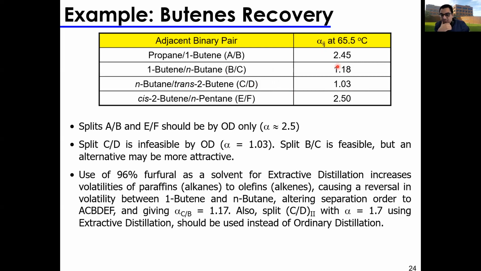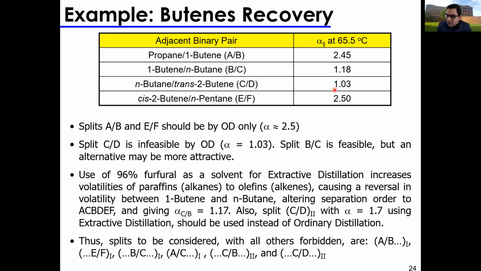And this is what guided this decision making, where we said if we use furfural as a solvent for extractive distillation, it will increase the alpha for this split CD to 1.7. So 1.7 is significantly higher than 1.03, so I'm going to consider this split instead of using ordinary distillation. So the splits to be considered, and all other splits forbidden.